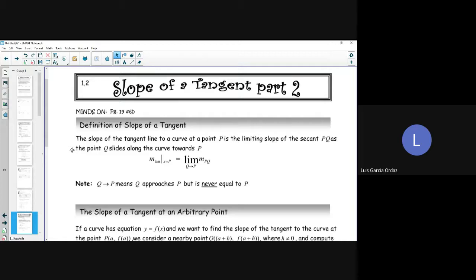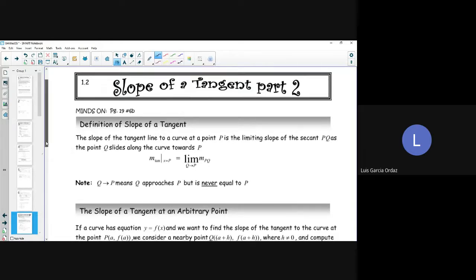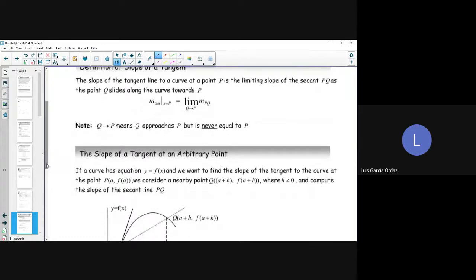We're going to talk about the second part of the slope of the tangent. So the definition of a slope of a tangent is, like we said from before, the slope of the tangent to a curve at a point P is the limiting slope of the secant PQ as the point Q slides along the curve towards P. So the slope of the tangent at x equals a is equal to the limit as Q approaches P of the slope of the secant PQ. Q approaching P means that Q approaches, but is never equal to P.